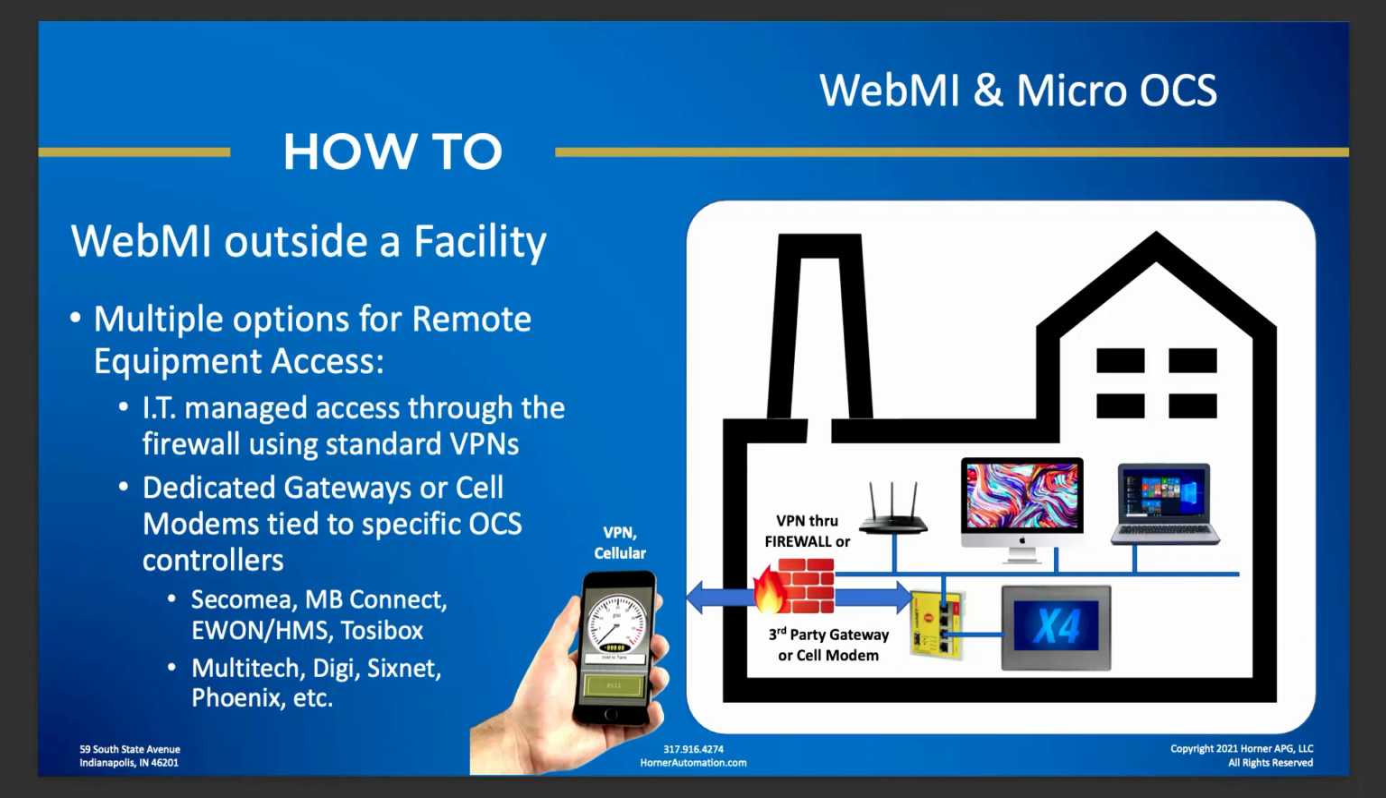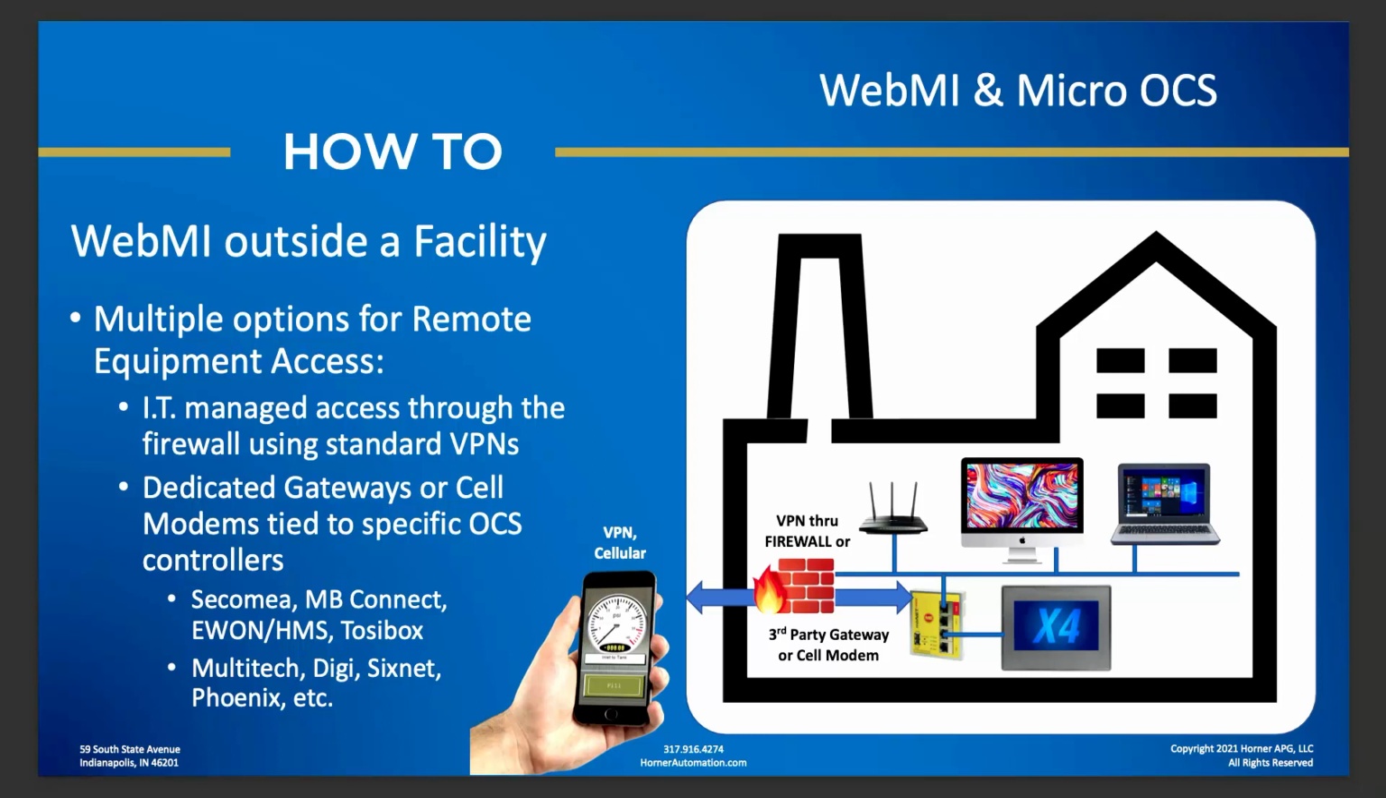So in that scenario, that OEM would acquire a cell modem or a cell router from a company like Multitech or Digi or Sixnet or Phoenix Contact, put that on the equipment itself, and then literally that piece of equipment has its own IP address that's accessible over the internet, and there's no way for that piece of equipment to interact with anything else in the factory, so that keeps the factory comfortable.